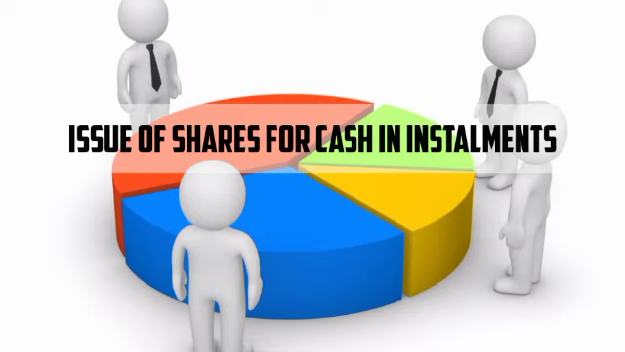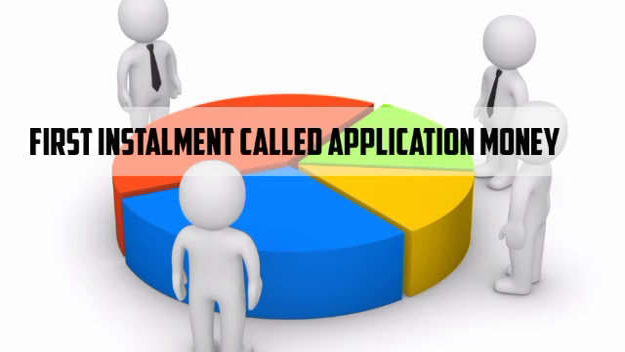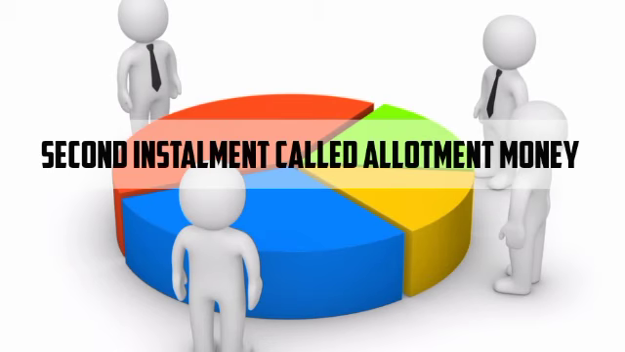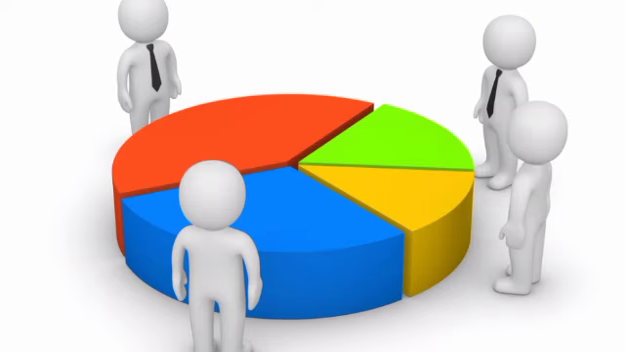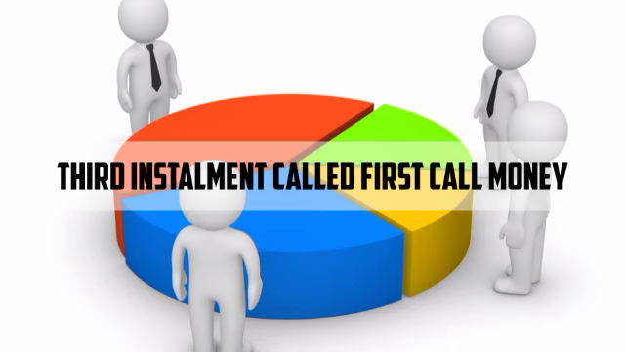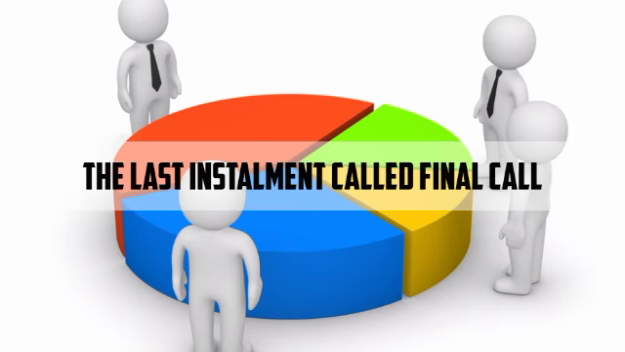Issue of shares for cash in installments. The first installment is called application money. The second installment is called allotment money. The third installment is called first call money. The last installment is called final call.